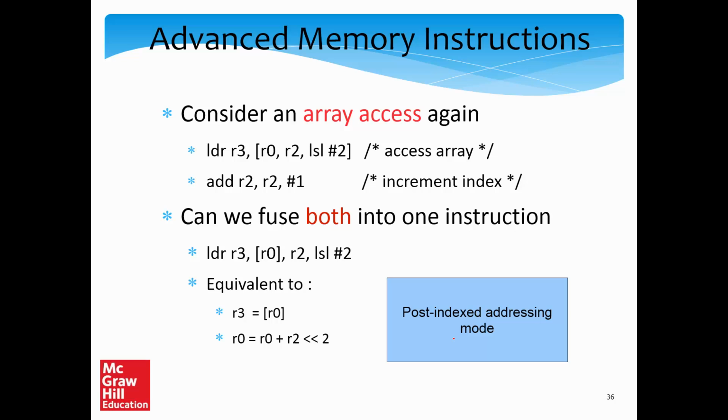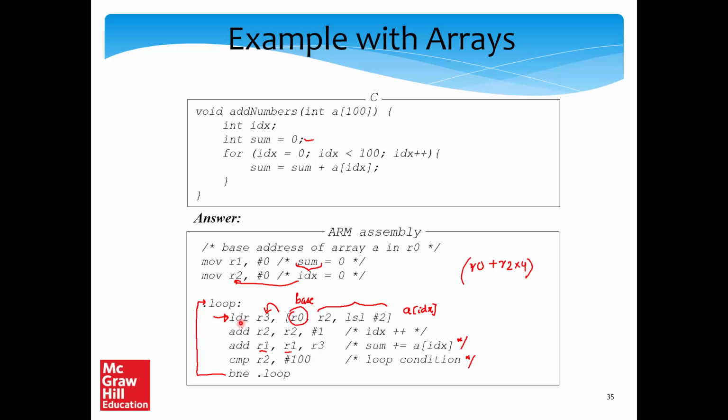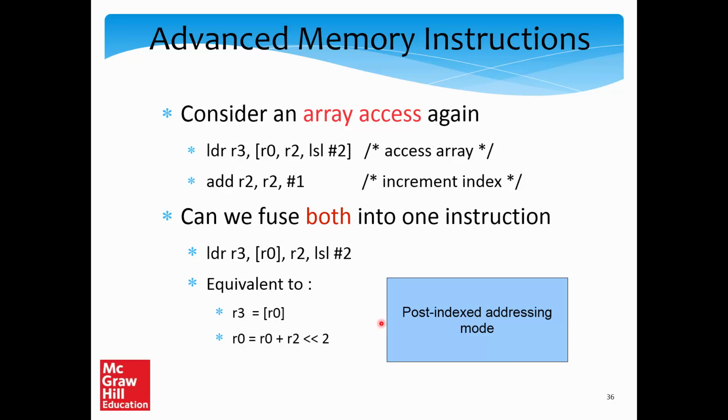Now let's take a look at even more advanced memory instructions. So consider an array access again. I'll just take out the relevant instruction. If I go to the previous slide, this was the instruction that was being used to access the array. So I can again come back over here and have load R3. I'm just repeating the array accessing instruction. So we have this, and subsequently we increment the index, which is R2.